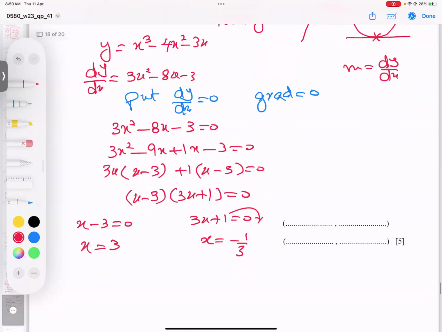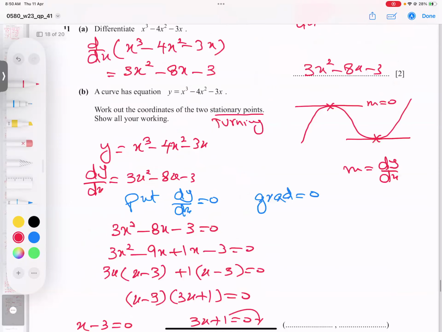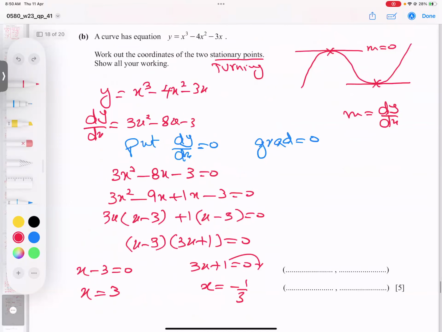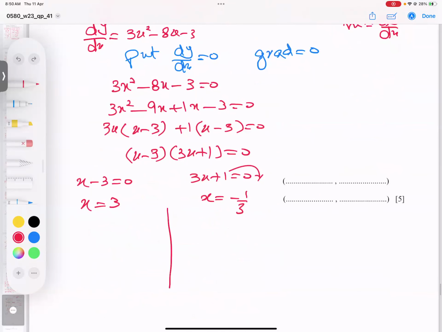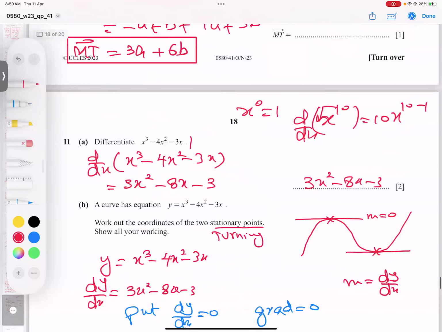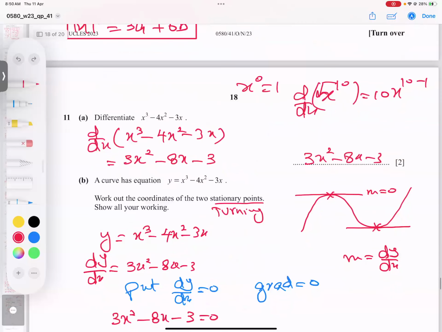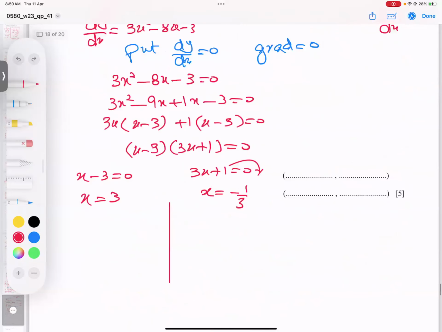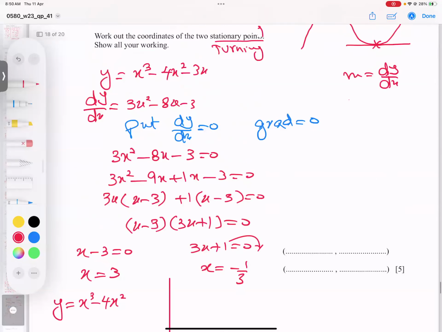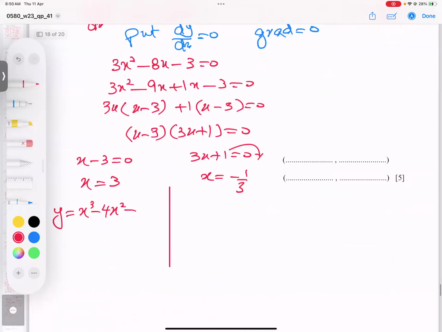Okay. After having so, because he said the coordinates, not x coordinate, so I put a y. I need to find y as well. So I will use the top equation. In this equation I use y is equal to x cube minus 4x square minus 3x. I will replace every x by 3.